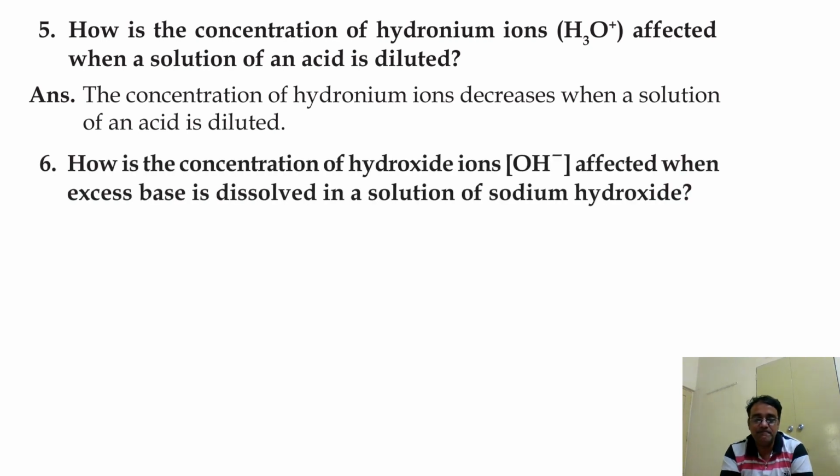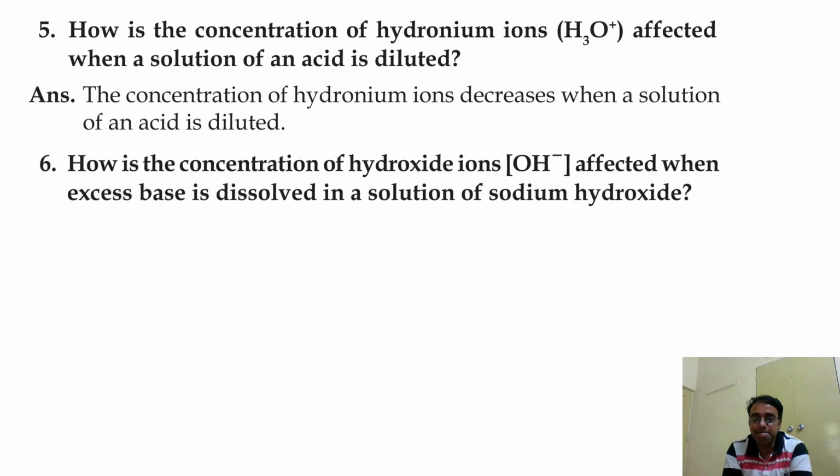Okay. Now question number 6. How is the concentration of hydroxide ions, that is OH minus, affected when excess base is dissolved in a solution of sodium hydroxide? So when excess base is dissolved, what will happen? When excess base is dissolved in a solution of sodium hydroxide, the concentration of OH minus ions per unit volume increases. It will increase more. This is due to the dissociation of NaOH, that is sodium hydroxide, as well as the other base in the aqueous solution.